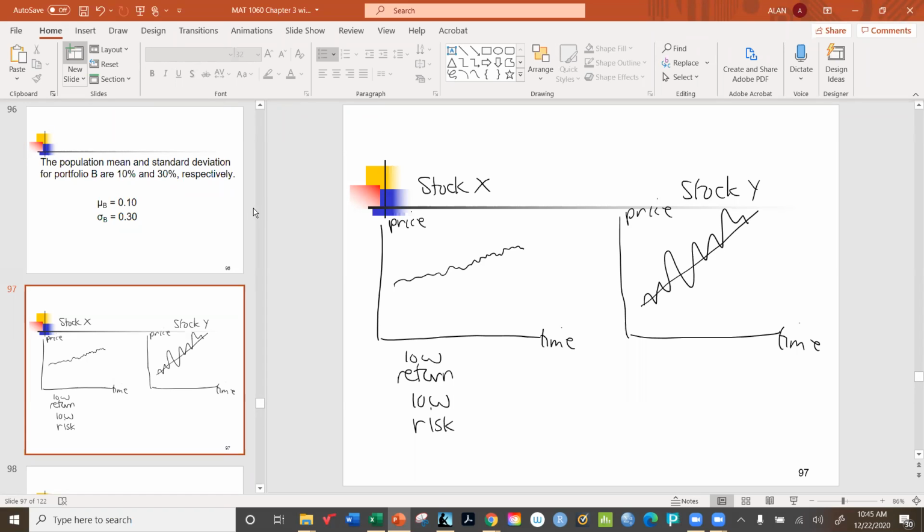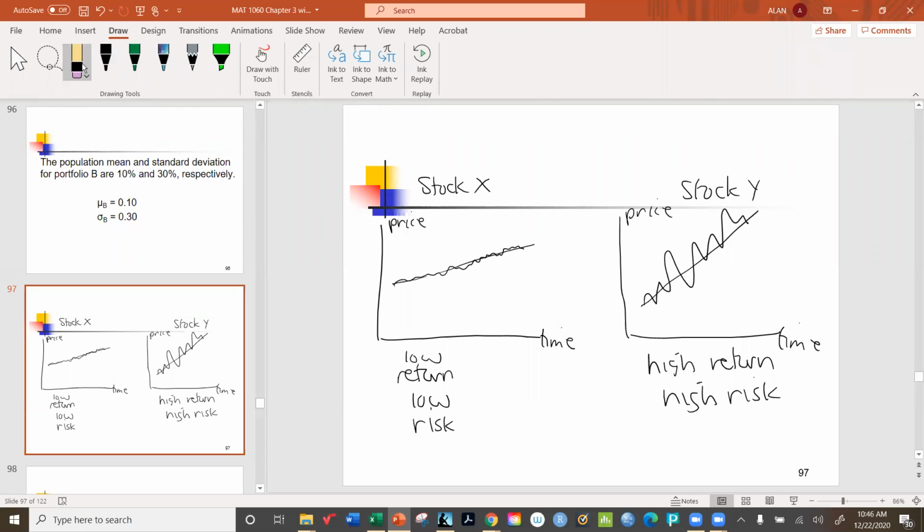Let's see if I can do that properly. Very flat. So that means this one on the right has a high return but high risk. And again, you can tell how quickly it's growing, but look how steep that line is. The price is going up pretty quickly, but there's all this bouncing around. So from one year to the next, you don't know what's actually going to happen. This one is extremely predictable. Let me just write that a little neater.